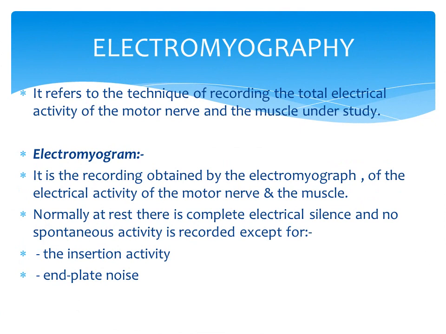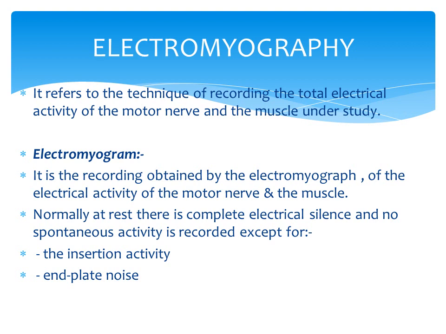Now coming to electromyography. Electromyography refers to the technique of recording the total electrical activity of the motor nerve and the muscle under study. The machine used to record the said electrical activity is called electromyograph, and the record obtained is called electromyogram. Electromyogram, what is it? It is the recording obtained by the electromyograph of the electrical activity of the motor nerve and the muscle.